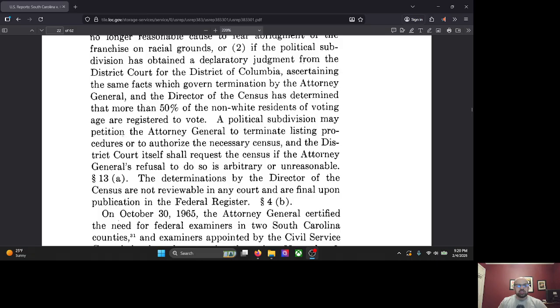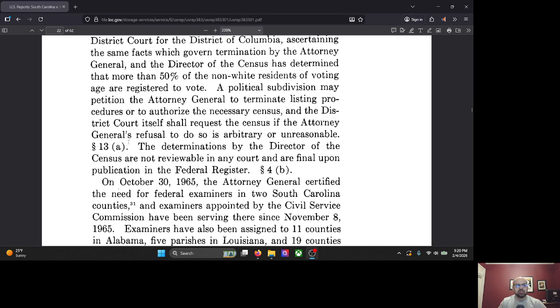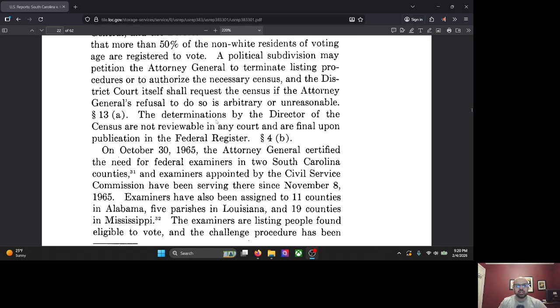A political subdivision may petition the Attorney General to terminate listing procedures or to authorize the necessary census, and the district court itself shall request the census if the Attorney General's refusal to do so is arbitrary or unreasonable. Subsection 13a. The determinations by the Director of the Census are not reviewable in any court and are final upon publication in the Federal Register.